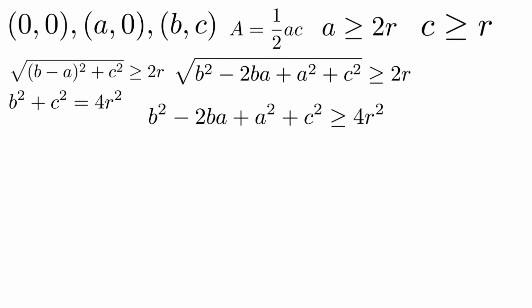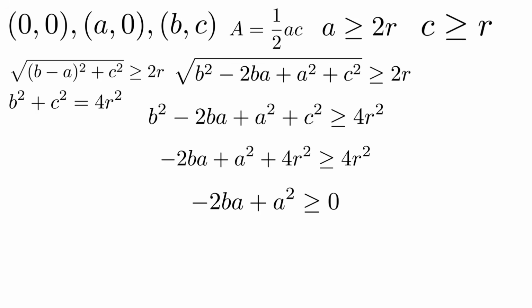Next, we know what b squared plus c squared is, so we can sub it in, giving us minus 2ba plus a squared plus 4r squared is greater than or equal to 4r squared. We can now subtract 4r squared from both sides, giving us minus 2ba plus a squared is greater than or equal to 0. If we are trying to minimize a, we would want it to be the lowest value which still satisfies the inequality, which would be when it's equal to 0, or else we are adding on extra, so minus 2ba plus a squared is equal to 0.